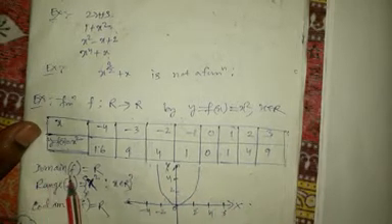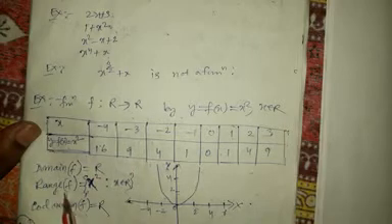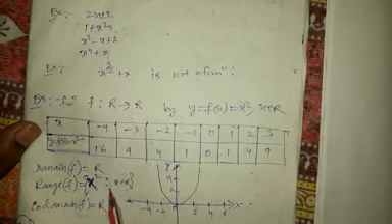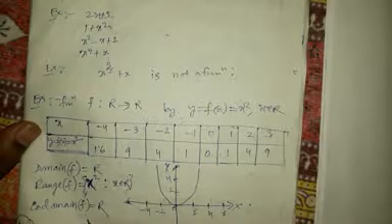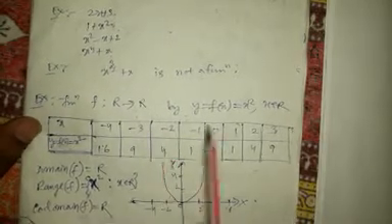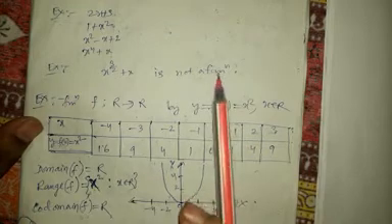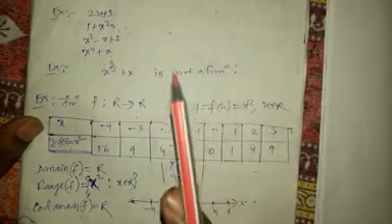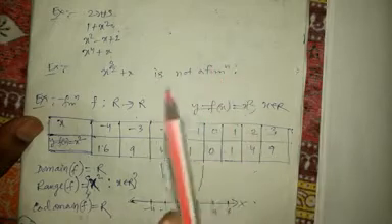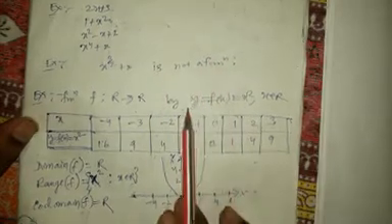So domain of the function is equal to real number, range of the function is equal to x square such that x belongs to real number. Codomain of the function is equal to real number. That means here, for the polynomial function, the domain, the range and the codomain are according to the question.